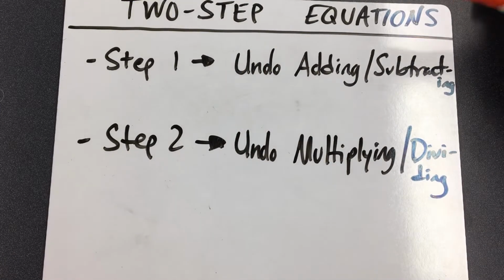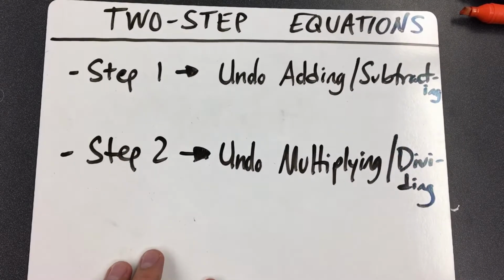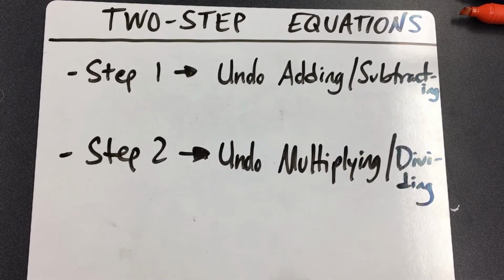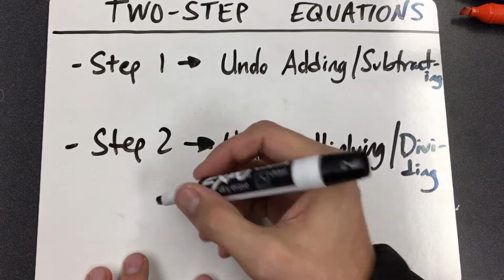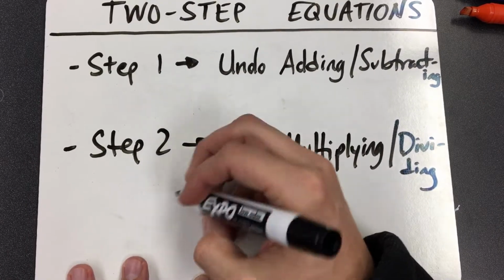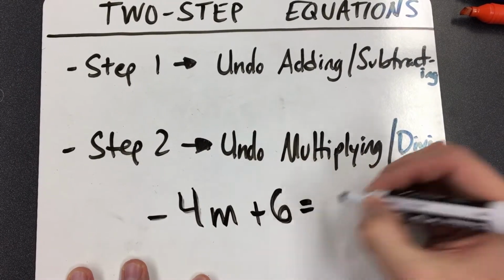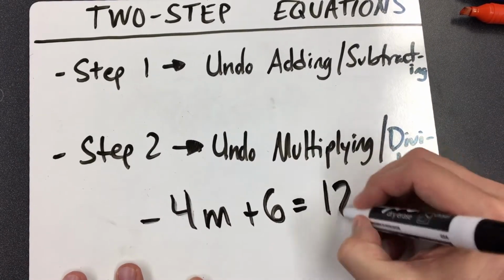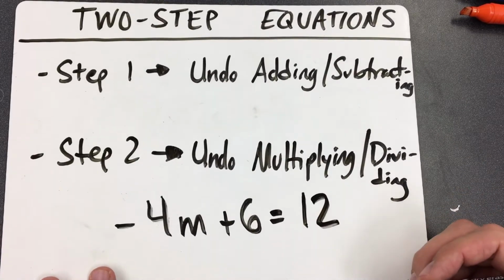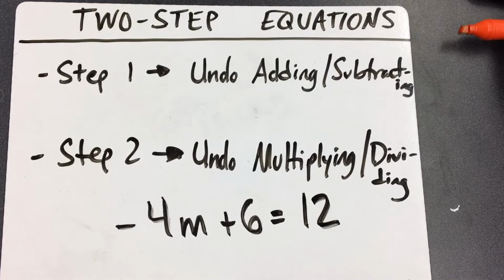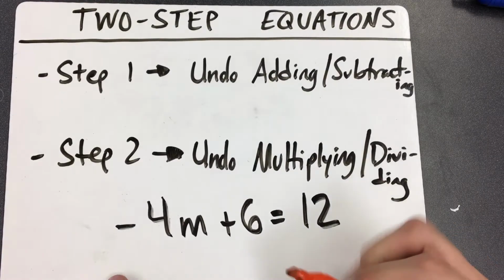Now they're called two-step equations because it takes 2 steps to solve them, right? There are 2 operations. When I say operations, I mean adding, subtracting, multiplying, or dividing. There are 2 things happening to the variable in the question. For example, a two-step equation may look like this, and I'm just going to make one up here. This is not an official question by any means that we're going to answer, but there are 2 operations happening to the letter M in my equation, right?